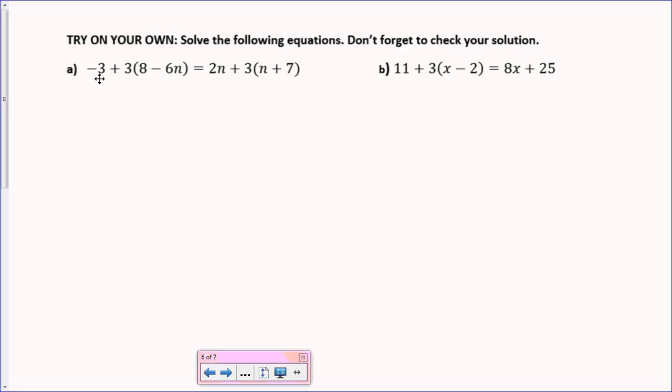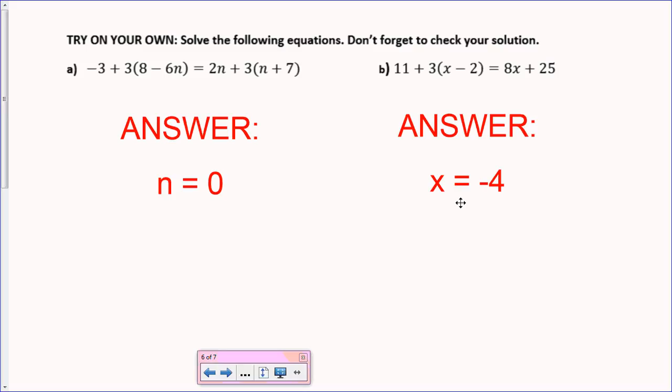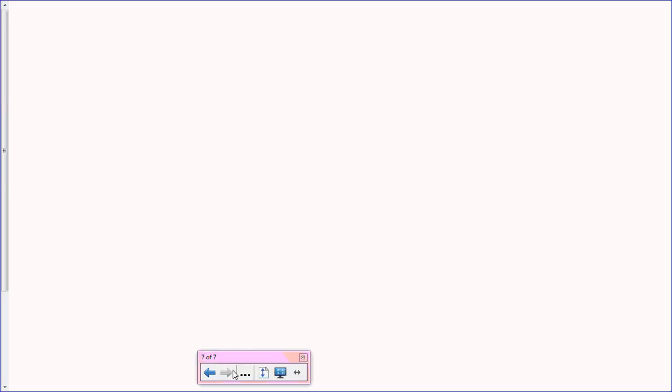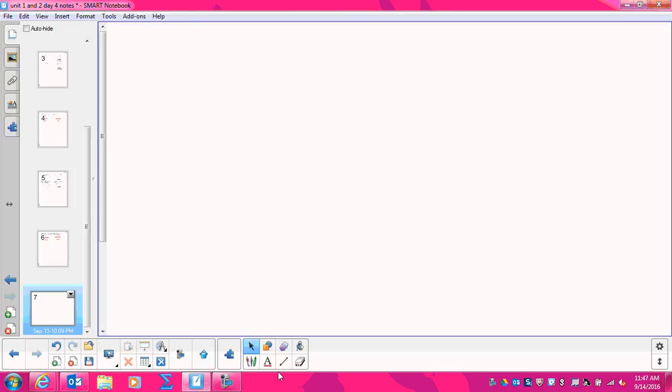Okay, so for A, you should have gotten an answer of n equals 0. And for B, you should have gotten an answer of x equals -4. If you have a question on them, go ahead and put a star, and I'll go over them in class tomorrow. But yeah, that's it. That's our whole lesson. So if you have any questions, please make sure you ask in class.